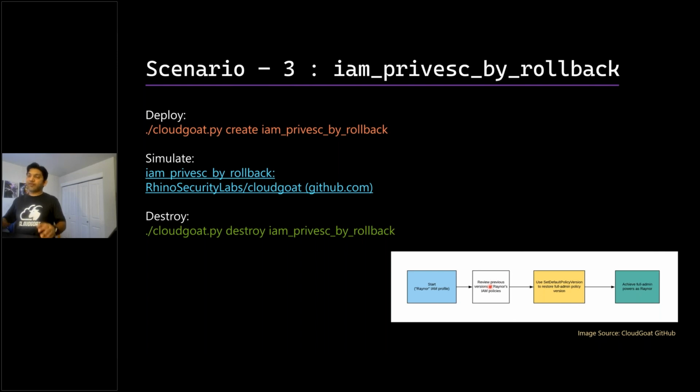Once it identifies that a particular version was created which had a full admin policy, and then that version was left in there and not deleted, you can use set default policy version to restore that previous version to get the full admin policy.